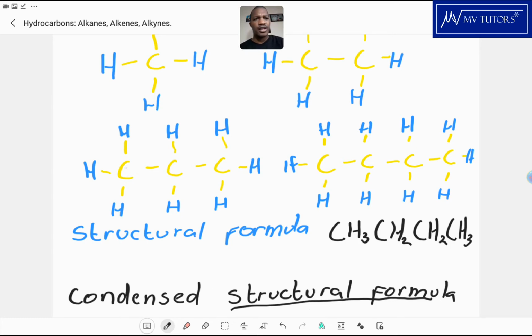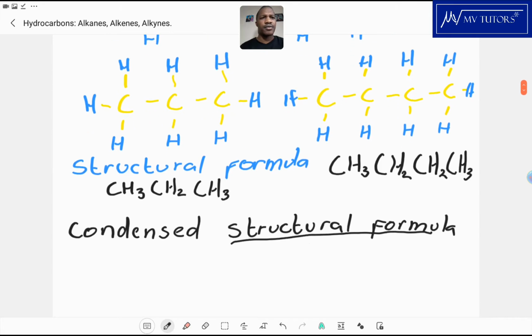That's how you do the condensed formula. This side we'll do exactly the same. Count the number of H's. You've got 3, and then you've got 2, and then you've got 3 again. Okay, we'll just do these ones.